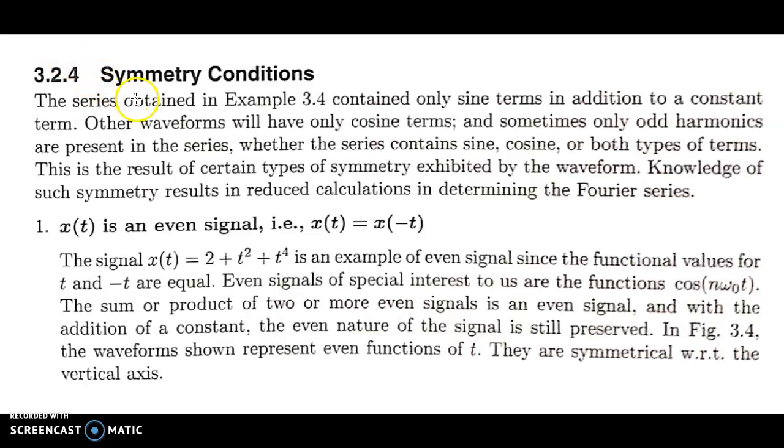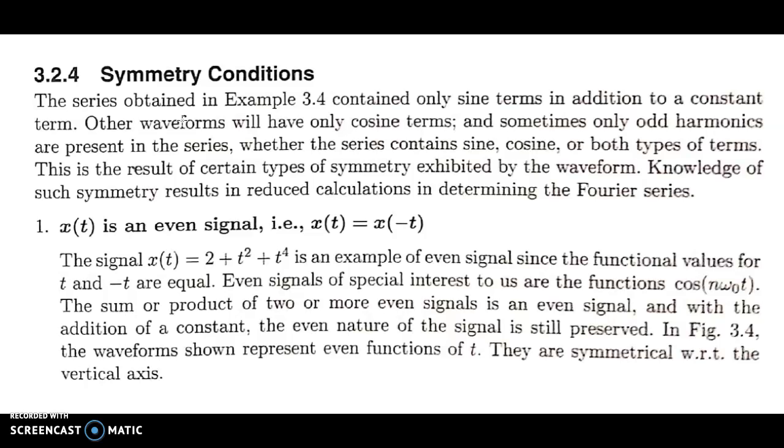Everyone, in this lecture, I'll be explaining certain symmetry conditions which will be helpful when we are evaluating the continuous time Fourier series of a function x of t. Suppose that is, we'll be discussing mainly three cases. First one, when x of t is an even signal, when x of t is an odd signal, and the last one when x of t, or the signal, is exhibiting half-wave symmetry.